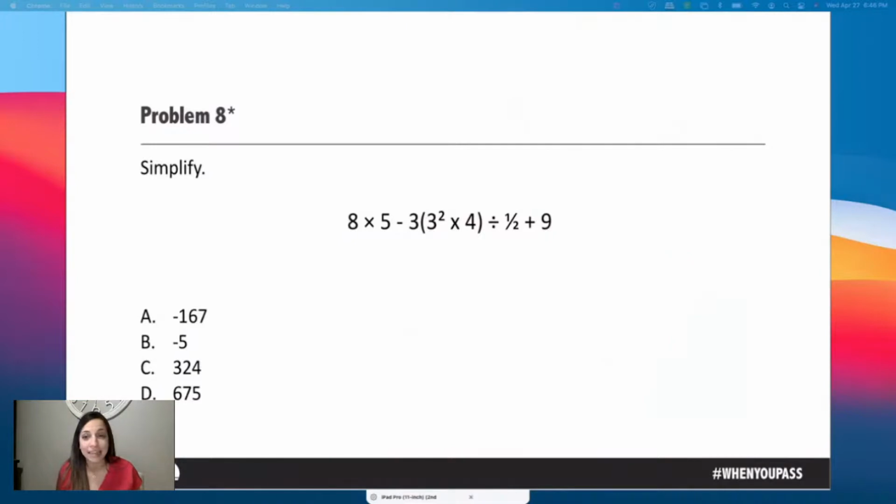All right, now we can do our order of operations problem. We all make mistakes. 8 times 5 minus 3 times 3 squared times 4 divided by 1/2 plus 9.